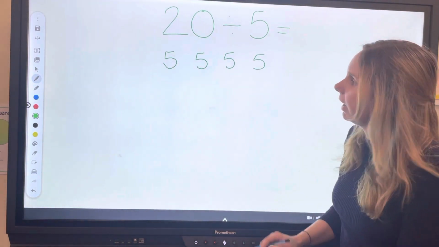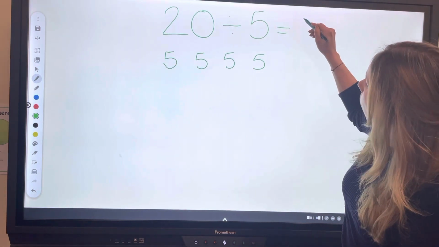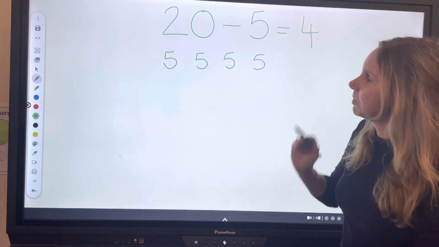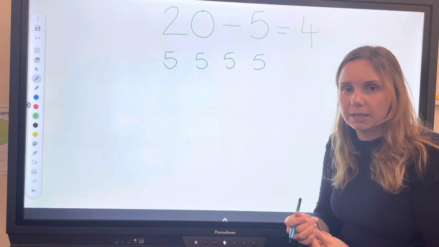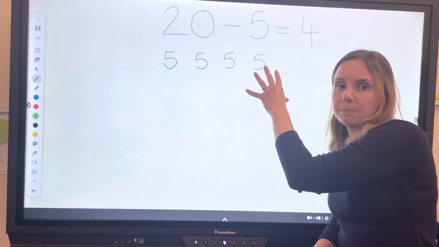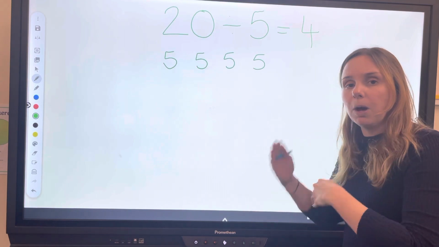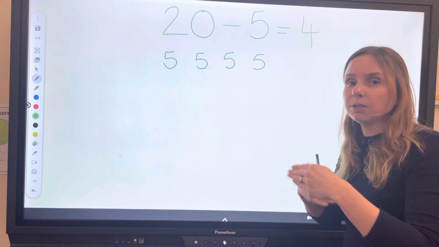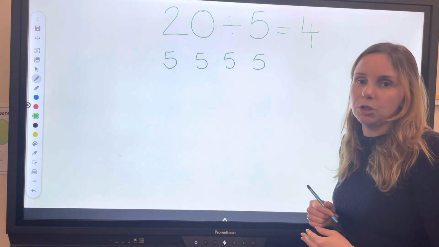5, 10, 15, 20. How many 5s do I have? Well, I have 1, 2, 3, 4. I've counted in steps of 5 four times. 5, 10, 15, 20. That to me is the most efficient method. And efficient again means the quickest method for you. When we're working out our arithmetic questions and we have to do those with a little bit of speed, that is the method I would use.